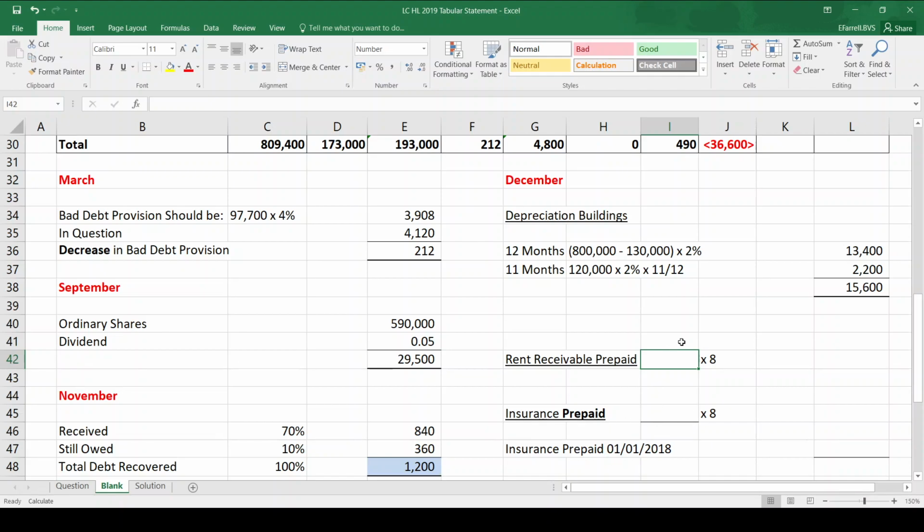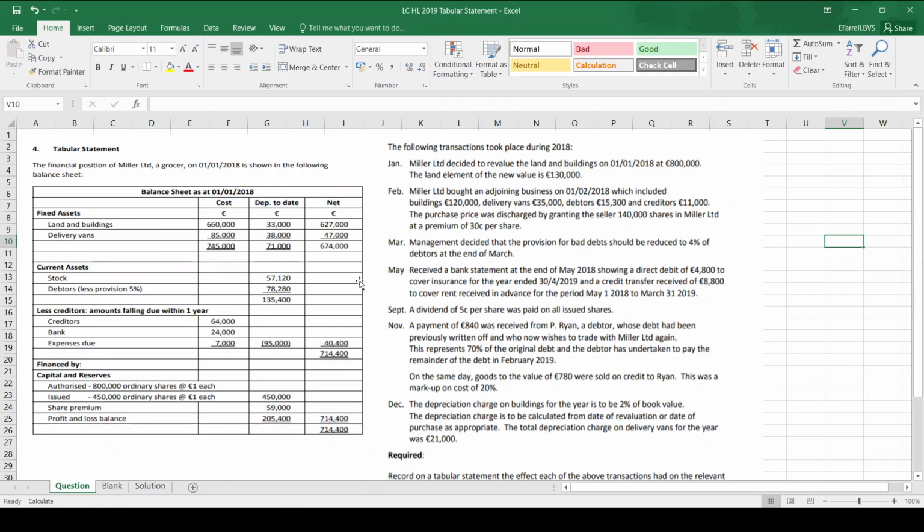So the rent receivable, if you look back at the question back at May, it says the rent receivable is 8,800, and that's to cover the period from May the 1st, 2018 to March the 31st, 2019. So from May the 1st to 31st of March is 11 months. How many of those months are for this year? 8. From May to December, 8 of those months are for this year. So 11 months in total and 8 months this year.